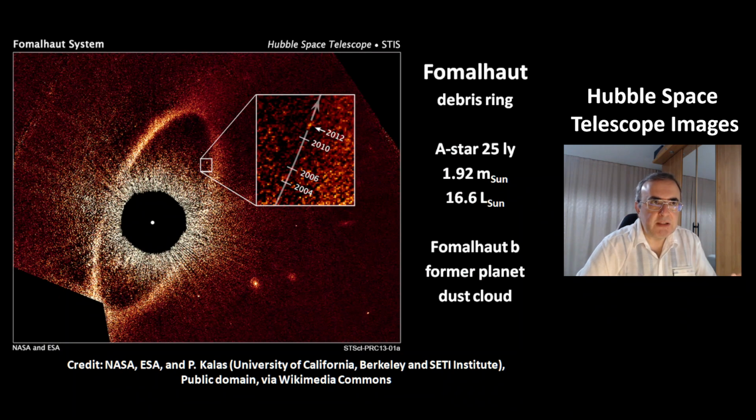A picture of the debris ring of Fomalhaut. A big A-type star, it's 25 light years away. It has about twice the mass of the Sun and 16.6 times the Sun's luminosity. And this object, Fomalhaut b, was believed to be a planet, but it turned out it's just a dust cloud.